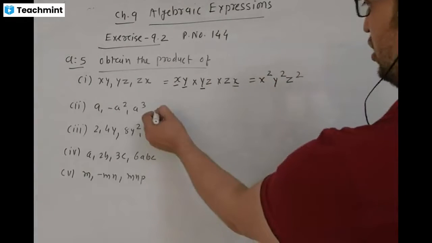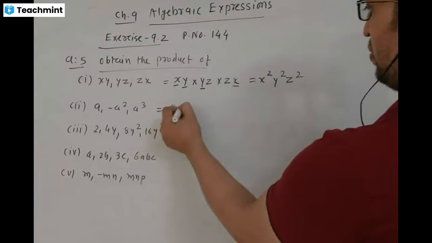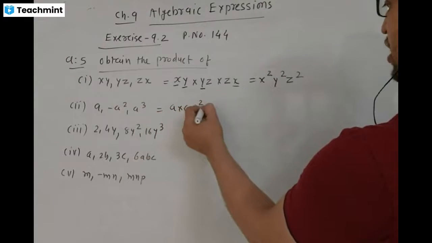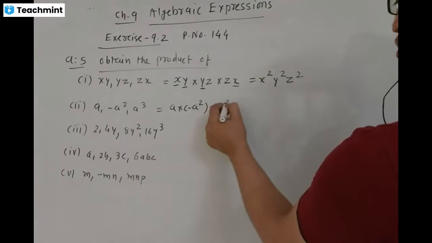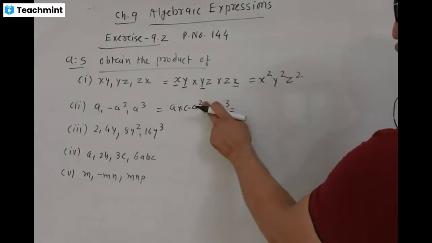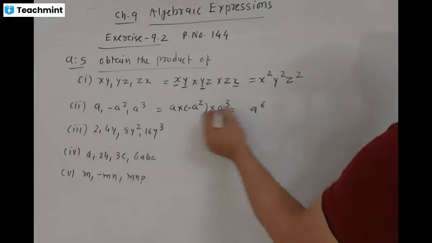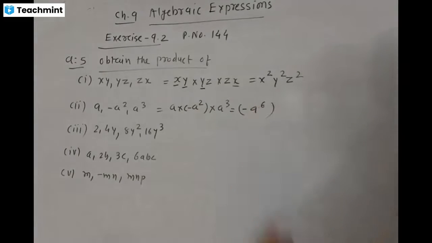Okay. Second one, minus a multiply minus a square multiply a cube. How many times a? 3 times. 3 plus 2, 5 times, or 5 plus 1, 6 times. A raised to 6, and minus sign as it is remains. Okay. Next one.